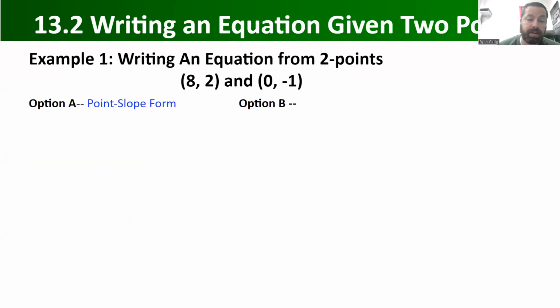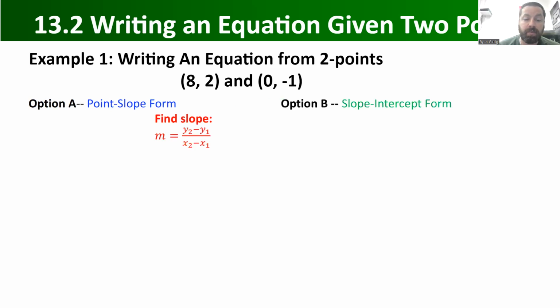So option A is point-slope form. Option B is slope-intercept form. Notice what word is in both of them. Slope. Am I given the slope in this problem? No, I'm not. I got to do some work here. So find slope. Well, that uses the slope formula, y2 minus y1 over x2 minus x1. We've done this. So let's plug the numbers in.